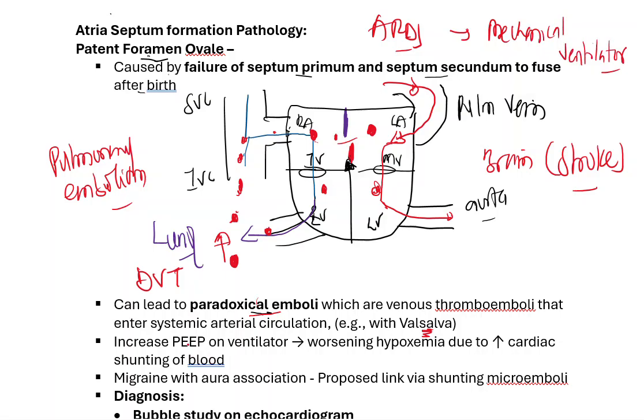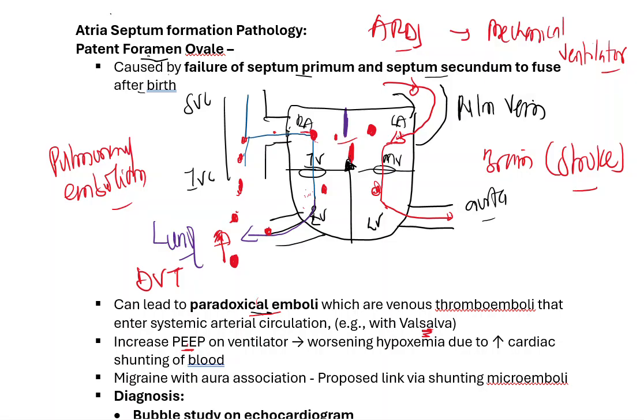So if you put them on too much PEEP, right? If you give them a lot of PEEP, that PEEP could increase the intrathoracic pressure. And because of the increase in intrathoracic pressure, that will lead to increased right-sided afterload. So that will increase the afterload on the right side of the heart. And because of the increased pressure on the right side, that could cause right to left shunting of blood. And what type of blood will be shunted from the right atrium to the left atrium? Deoxygenated blood.